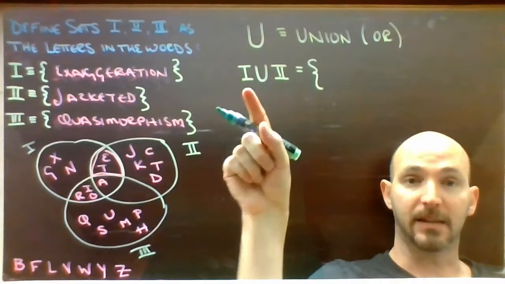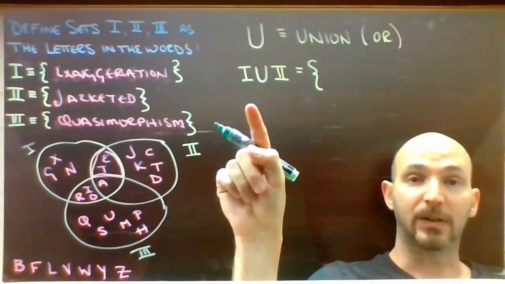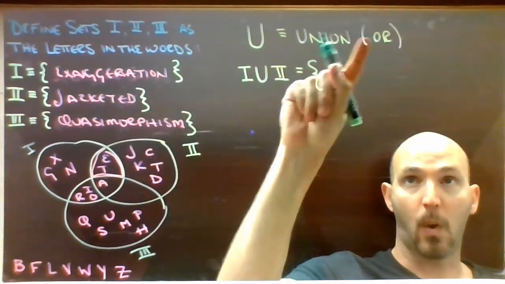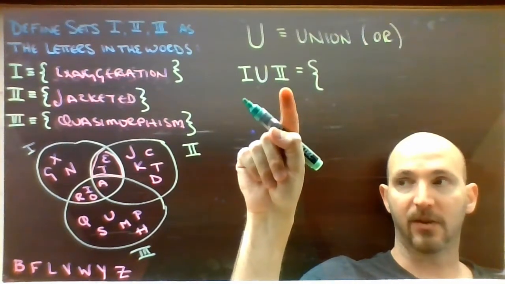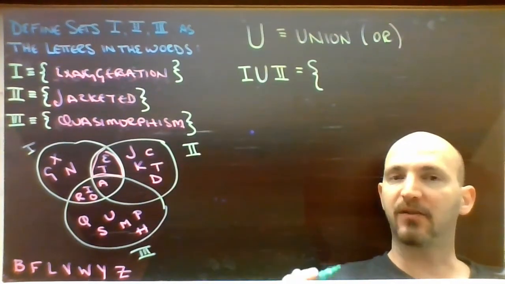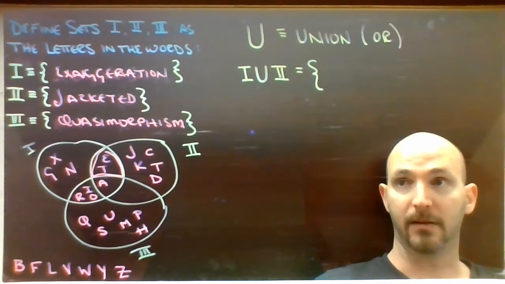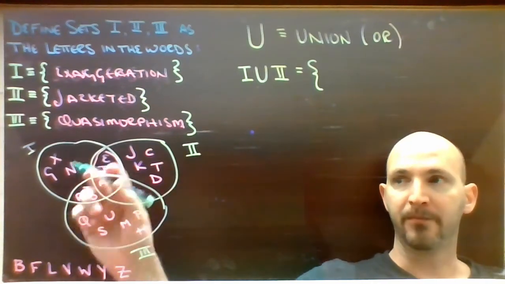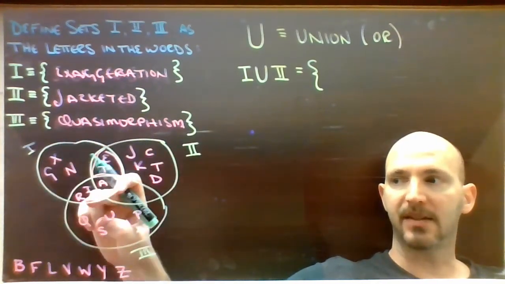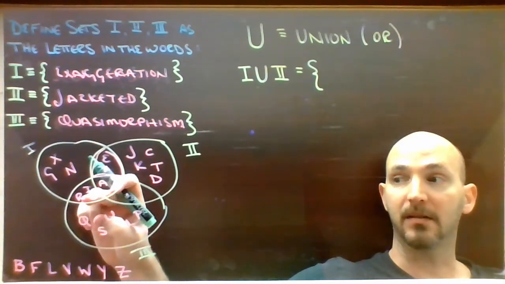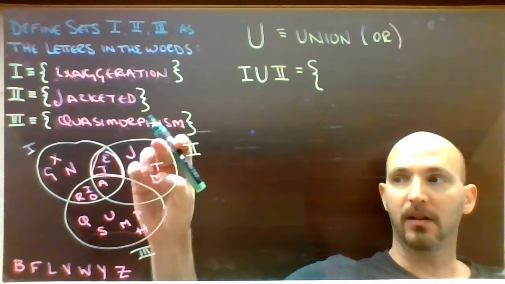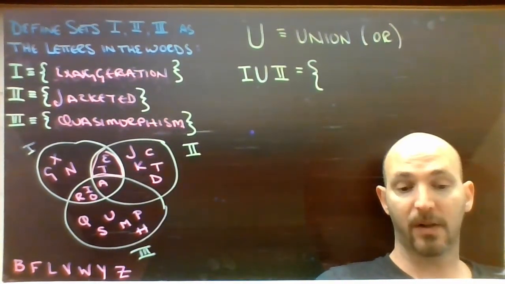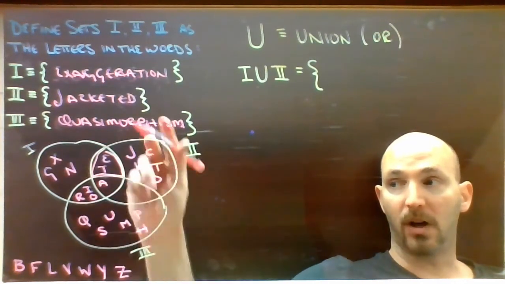So if I read this in the symbols, it says, what letters are in the set of the word exaggeration or the set of letters in the word jacketed? So they don't have to meet both criteria, they just have to meet one. So if I were to go through and find this place in my Venn diagram, this is going to be anything that lies inside of this circle because it's in set 1, or everything that's in this circle because it's in set 2.